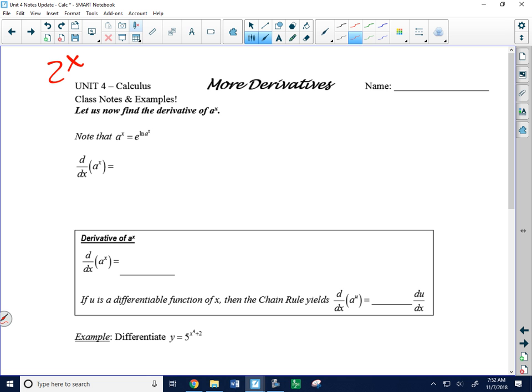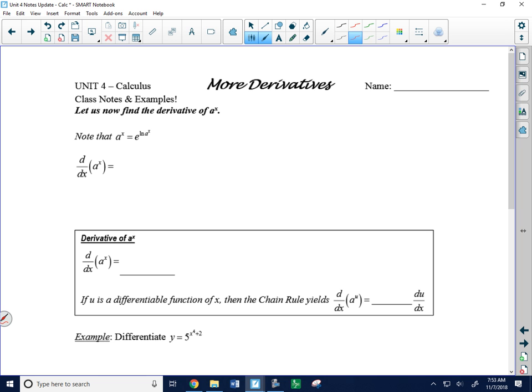So to show you this one, we first have to make a note that a to the x is actually equivalent to e to the natural log of a to the x. Because what we could then do is these would cancel, like e to the ln, and it would just be a to the x on the right side. So what we're doing is just writing it in a different form, so that then I can use the rule we just did with e to the x.